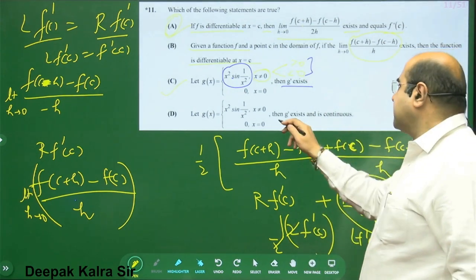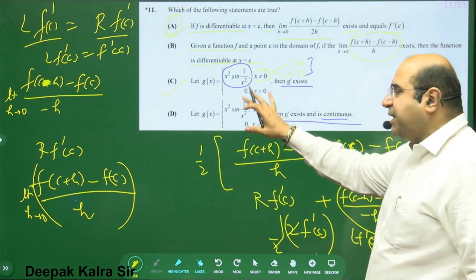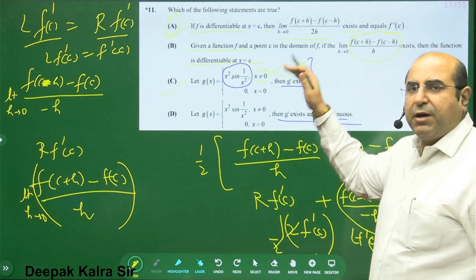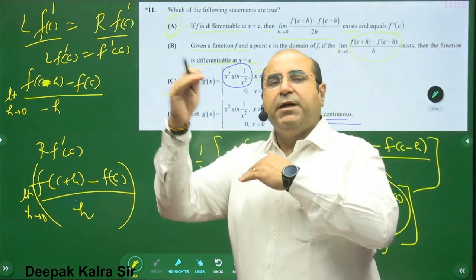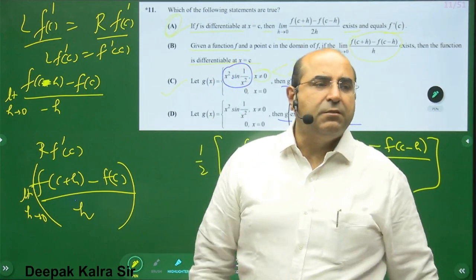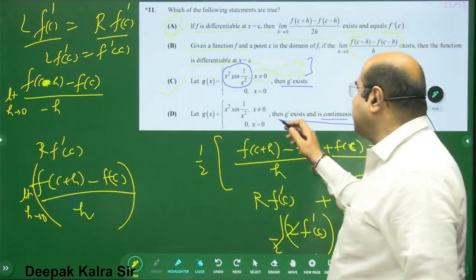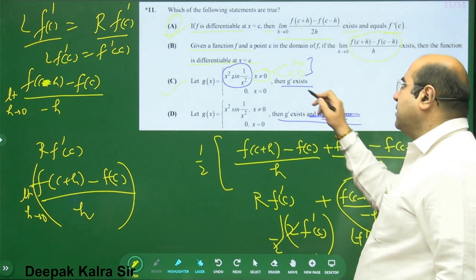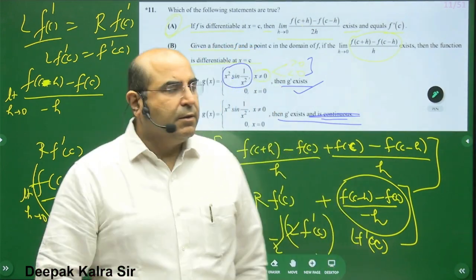In this case, g dash x exists and is continuous. So when your g dash x will come, whatever the new function found as g dash x, its LHL and RHL will not be equal. There you will be getting stuck. That's why this answer will be wrong, and you will get only the existence of g dash x. Is it okay?